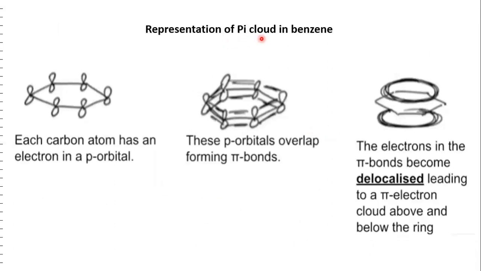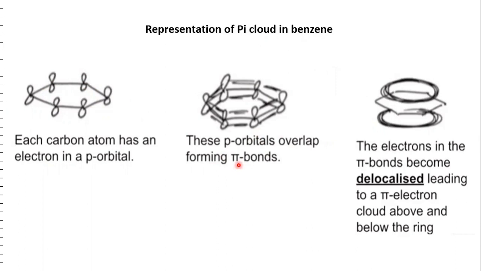Next, representation of the pi cloud in benzene. Each carbon atom has an electron in a pi orbital. So this is the general structure of representation of the pi cloud. In detail, how we can draw this structure and what these orbitals are, I will explain in the next slide.